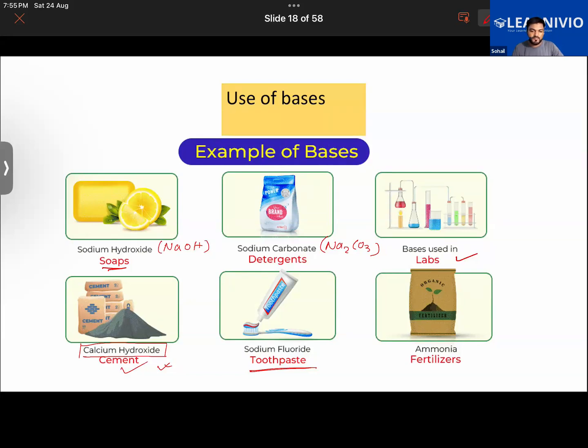Yes, Abu Bakr. Okay, moving on to Fatima then. Fatima, you give 2 examples of weak bases. Copper hydroxide, zinc hydroxide. Very good. Or ammonium hydroxide, that one can also be taken as an example.